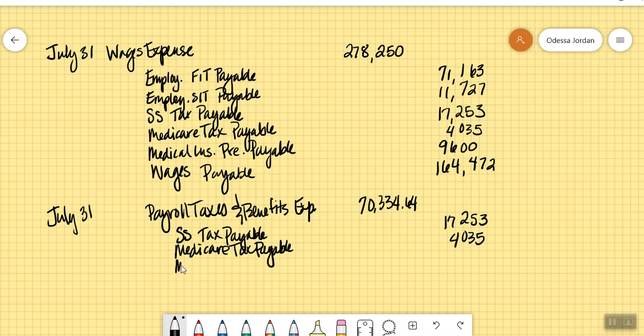Then we have their contribution to the medical insurance premium payable. And of course, that's going to be considerably larger than what the employee's paying because usually the employer pays 80% of that. Usually, not all the time, but usually. All right.